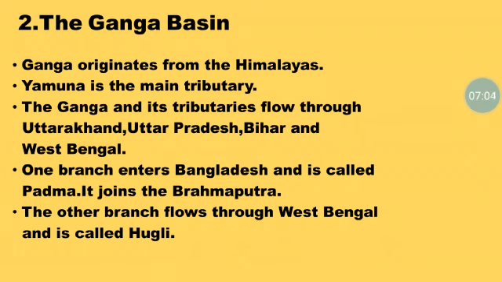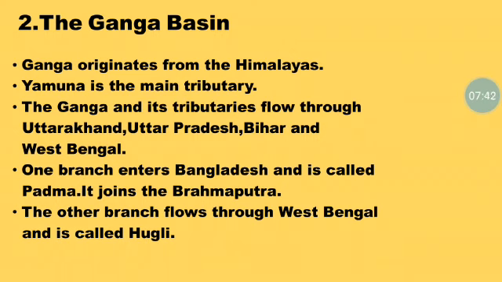And what happens in West Bengal? When river Ganga reaches West Bengal, the river splits into two branches. One branch enters Bangladesh, and it is called Padma. We call Ganga as Ganga, whereas in Bangladesh they call Ganga as Padma. And that Padma or Ganga joins the Brahmaputra.